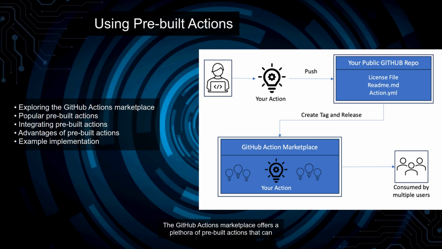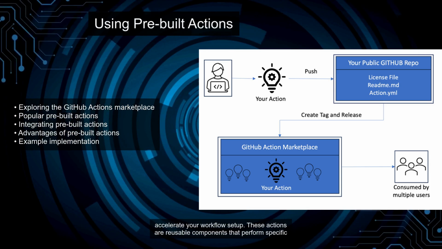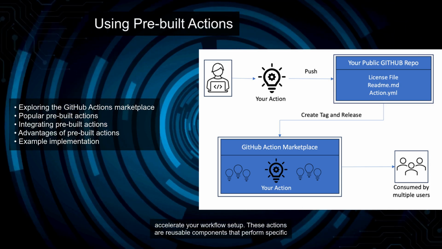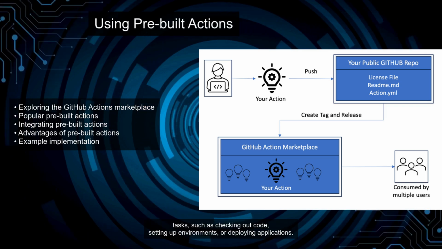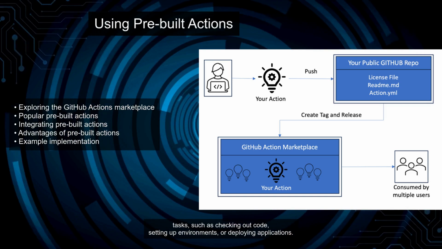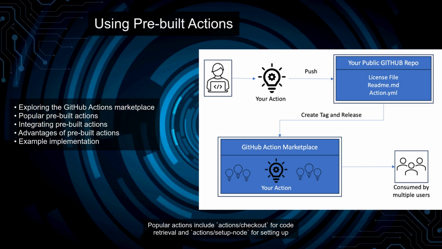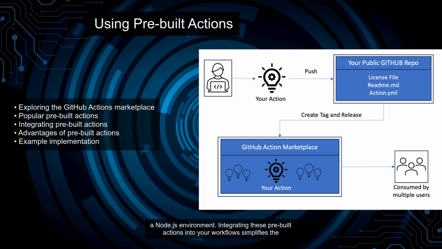The GitHub Actions Marketplace offers a plethora of pre-built actions that can accelerate your workflow setup. These actions are reusable components that perform specific tasks, such as checking out code, setting up environments, or deploying applications. Popular actions include actions/checkout for code retrieval and actions/setup-node for setting up a Node.js environment.